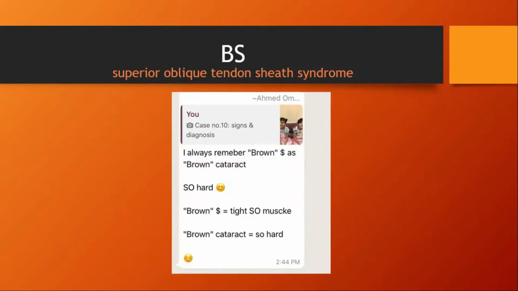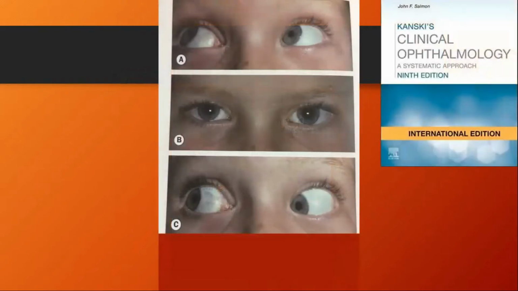If you like mnemonics, one participant said that Brown syndrome reminds him of brown cataract. In brown cataract, it's so hard. So it means this is the abbreviation for superior oblique: we have a tight superior oblique, a restriction at the level of the superior oblique. All right. If you like mnemonics, I will show you just three cases here.